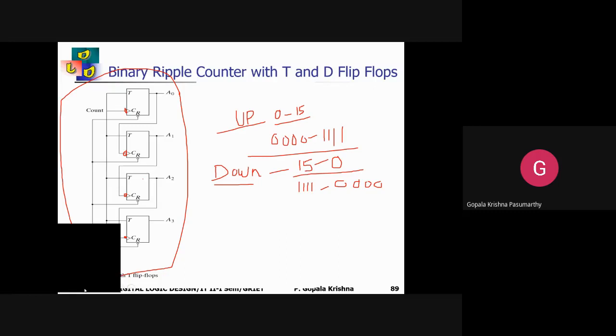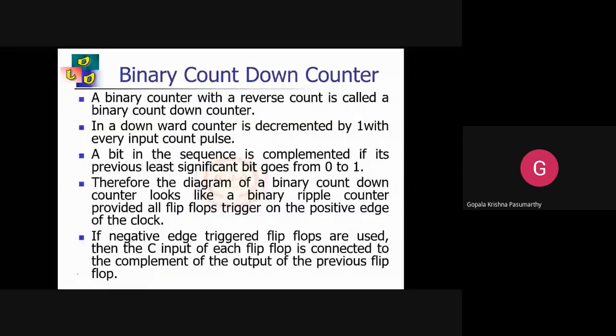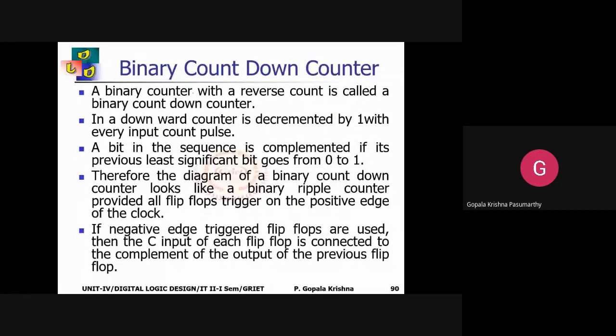I'll show you the design of a binary down counter. What do you mean by a binary countdown counter? A binary counter with a reverse count is called a binary countdown counter. It's a counter which counts in reverse order, like 15, 14, 13, 12, 11, and so on. A downward counter is decremented by 1 with every count pass. Okay. How do we design this?